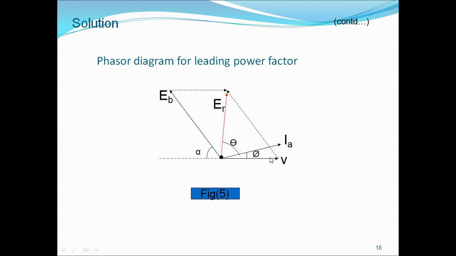and it leads the voltage by an angle phi, where theta is the internal angle and its value depends on armature resistance and synchronous reactance. So theta is equal to tan inverse of XS by RA. Whenever a problem is given, first you check the given data, convert all values to per phase values, and draw the vector diagram.